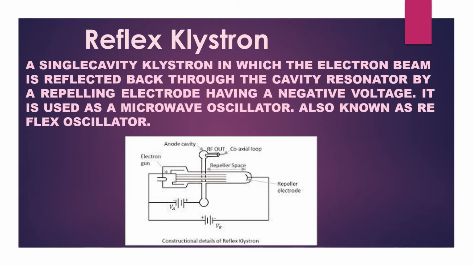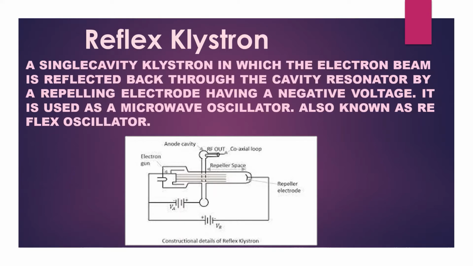The first one, the reflex klystron, is basically a single cavity klystron in which the electron beam is reflected back through the cavity resonator by a repelling electrode having a negative voltage. It is used as a microwave oscillator, also known as a reflex oscillator. You can see the diagram of what the reflex klystron consists of.